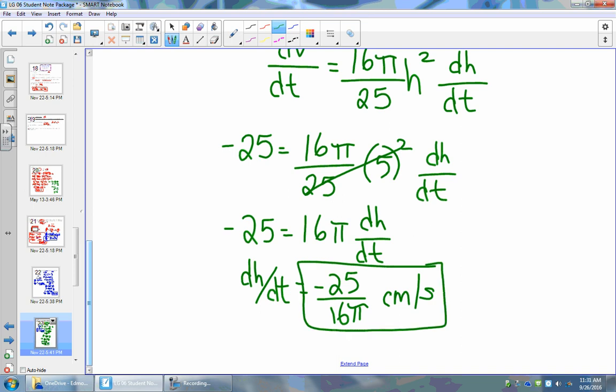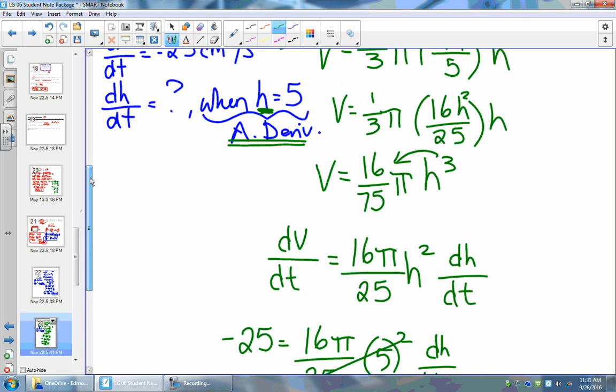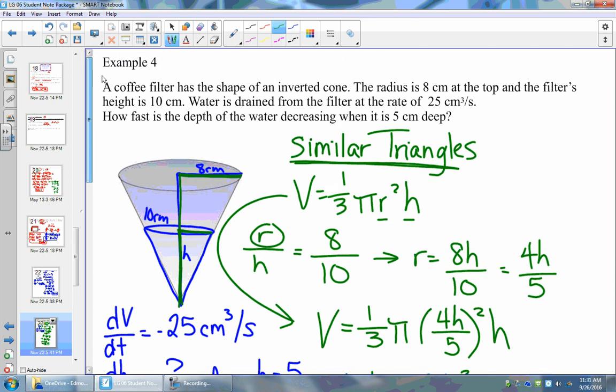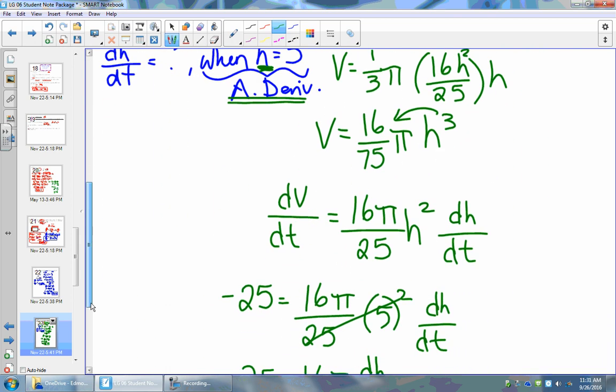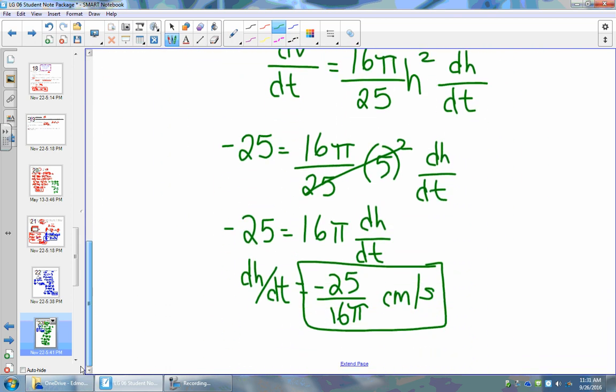And now if you get a negative in your answer, you don't just want to be like, oh, okay, great, it's a negative. You want to think, does that actually make sense? So go back to the question and you say, okay, how fast is the depth of water decreasing? So obviously if it's decreasing, a negative rate does absolutely make sense. So we've got our negative 25 over 16 pi.